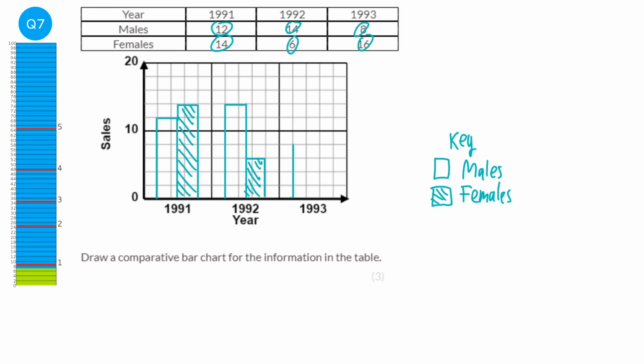So 8 would be here. And 16 would be up here. And finally, obviously, we're going to shade in the females.